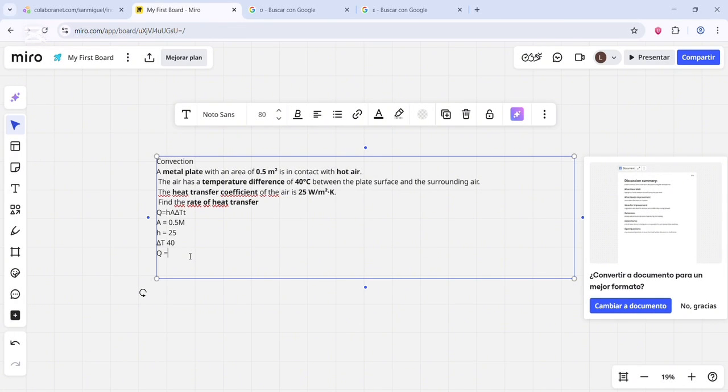So, first of all, we have to look for the data, which is already identified. Area is equal to 0.5 square meters. Heat transfer coefficient is 25 watts per square meter per Kelvin. And change in temperature is 40 degrees Celsius. So, now we just need to multiply, which is 0.5 times 25 times 40, which gives us 500 watts.